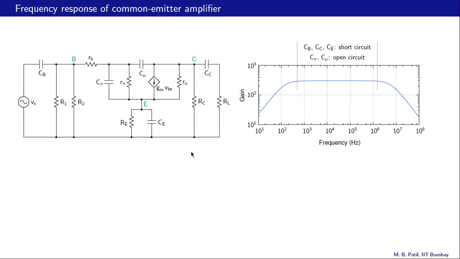Let us now take a brief look at the frequency response of a common emitter amplifier. An example is shown in this plot. How do we measure the frequency response? Here is what we do. We apply an input voltage with a certain amplitude and a certain frequency. We measure the output voltage. Then we take the ratio of the output amplitude and the input amplitude, and that gives us the gain for that particular frequency.